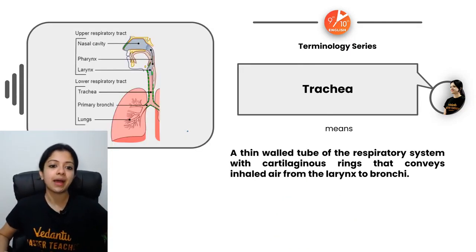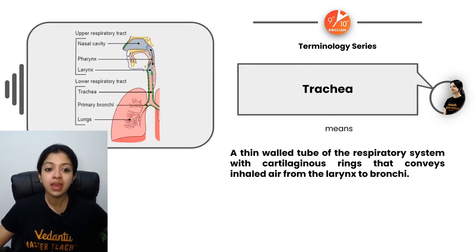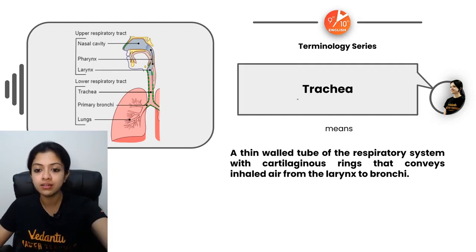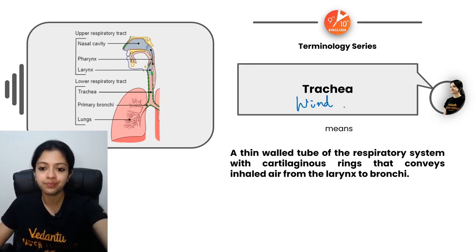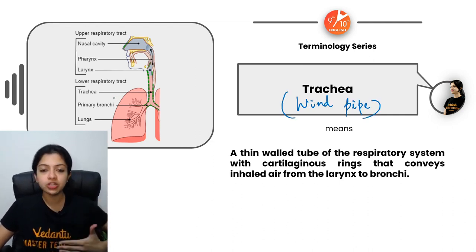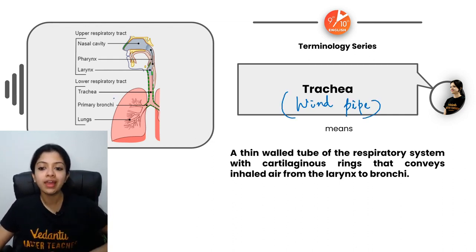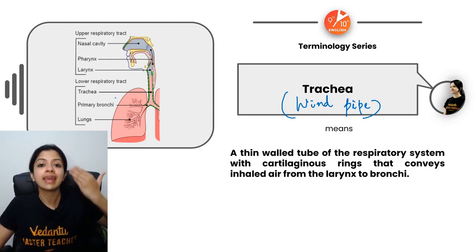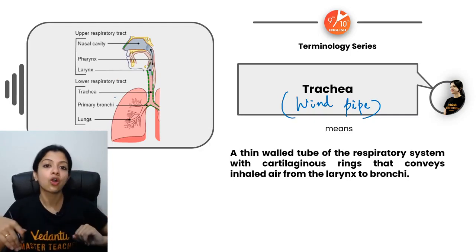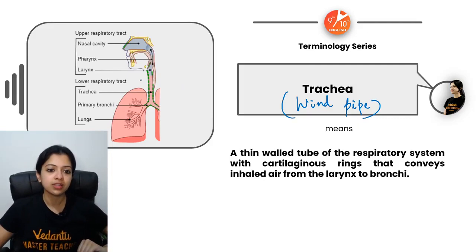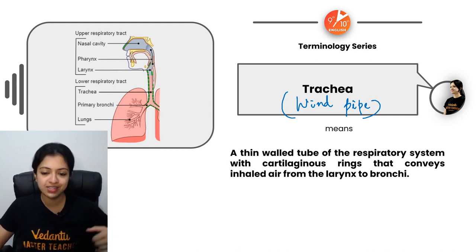Trachea. I've told you already from the diagram, trachea is commonly called the windpipe. The structure through which air would enter into your lungs, conveys the inhaled air into your bronchi. This is what it is, the trachea. At the top of it you can see there is the larynx or the voice box as well.